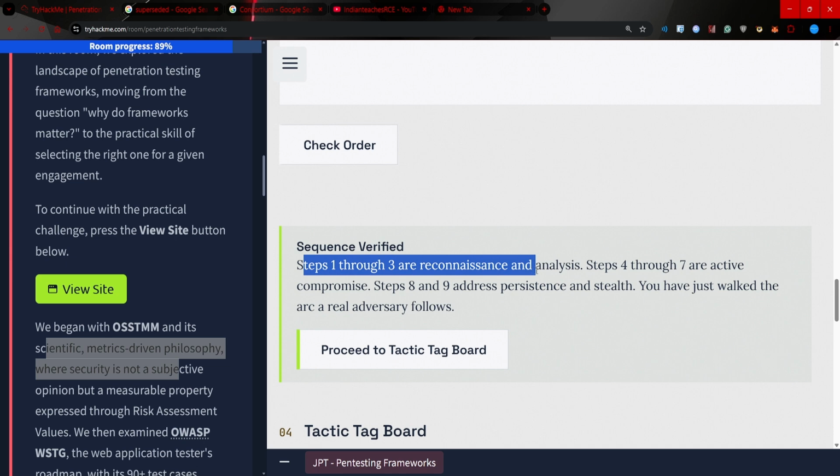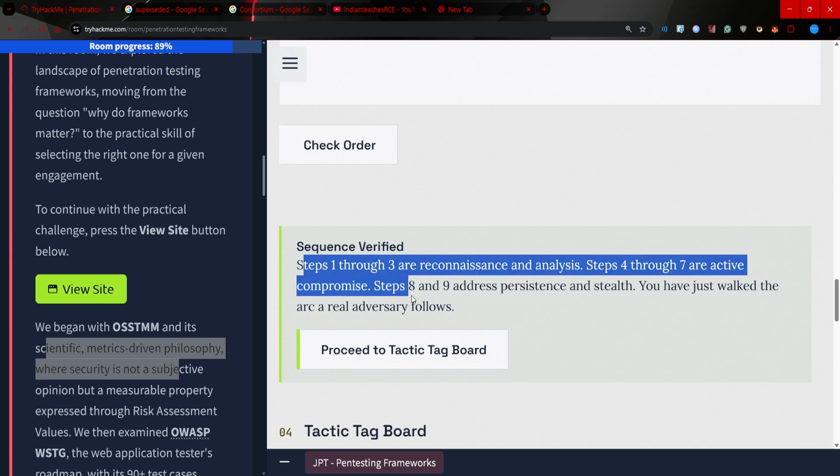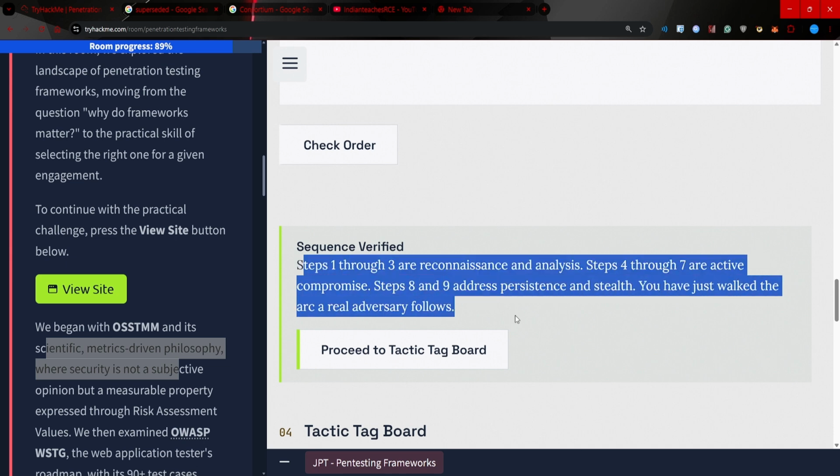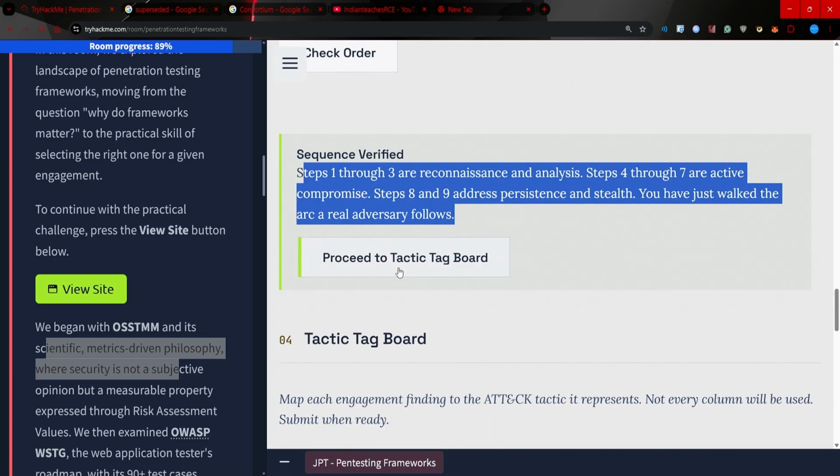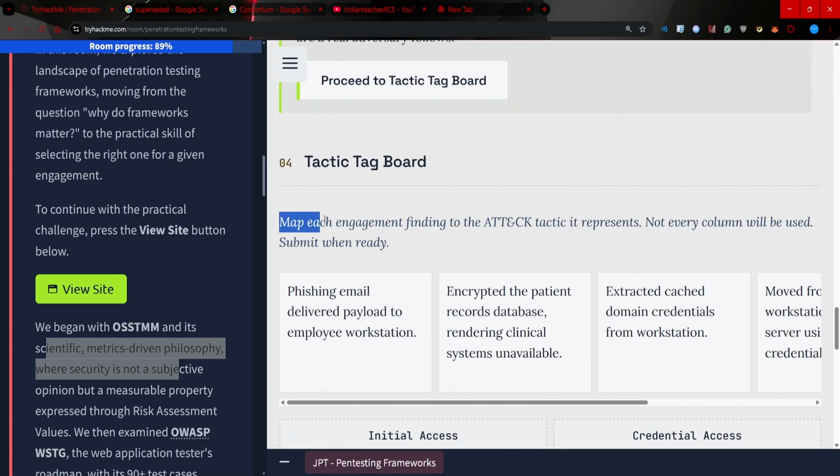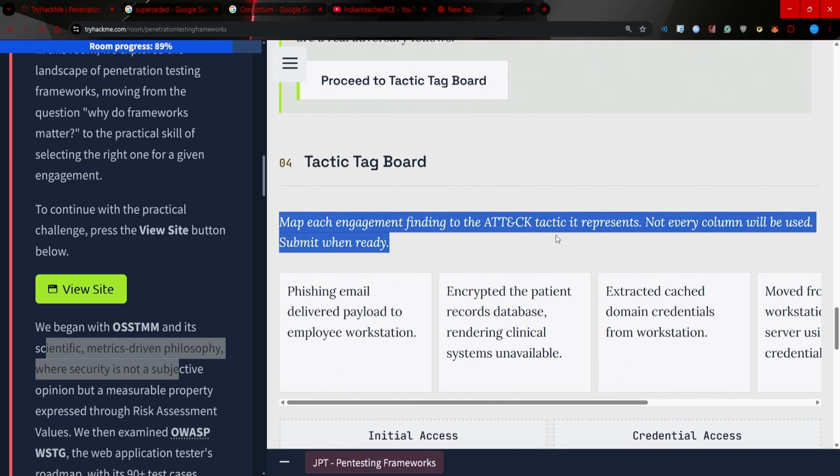Steps 1 to 3 are reconnaissance and pre-compromise. For active compromise, stealth, you just walk the real adversary flow. Sure, proceed to tactics. Map each engagement finding to the attack tactics it represents. Not every column will be used. Submit when ready.